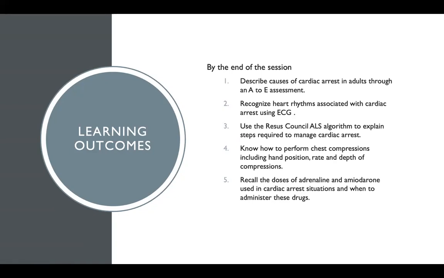So that brings us on to the learning objectives for this session. By the end of the session, you should be able to describe causes of cardiac arrest in adults through an A to E assessment. You should be able to recognise heart rhythms associated with cardiac arrest using ECG. You should be able to use the Resus Council ALS algorithm to explain the management of cardiac arrest, know how to perform chest compressions, and recall the doses of adrenaline and amiodarone used in cardiac arrest situations, and know when to administer these drugs.